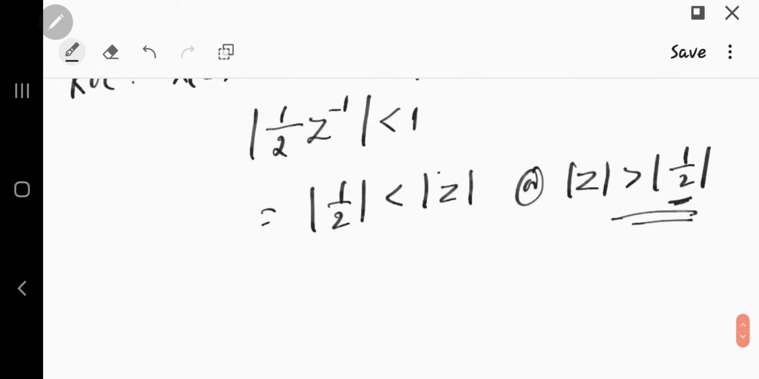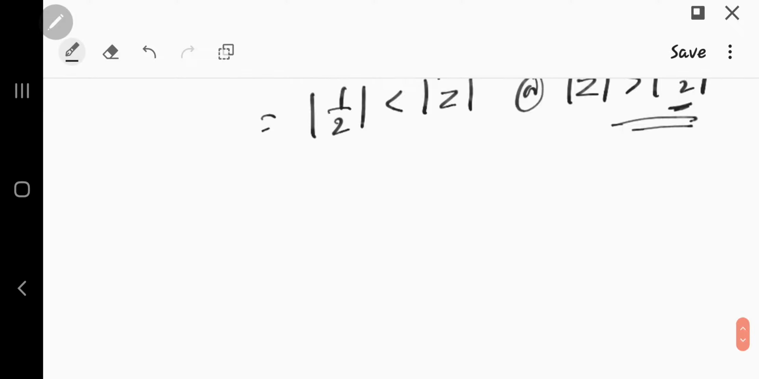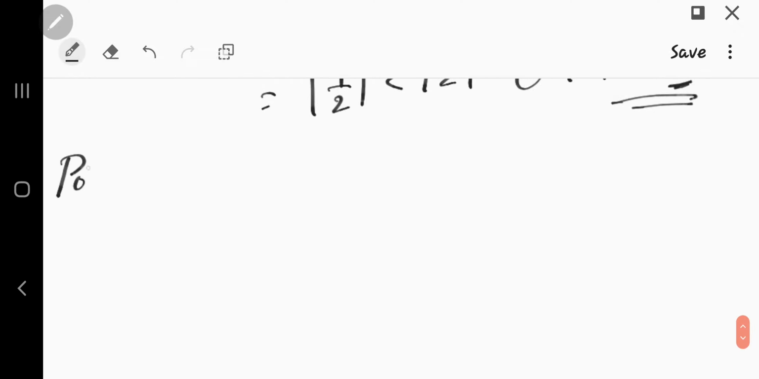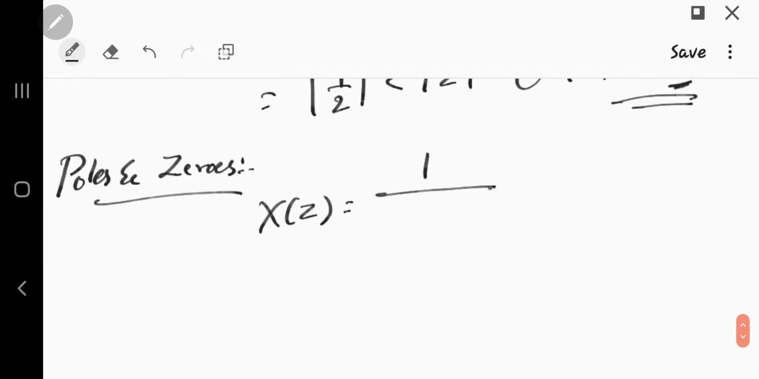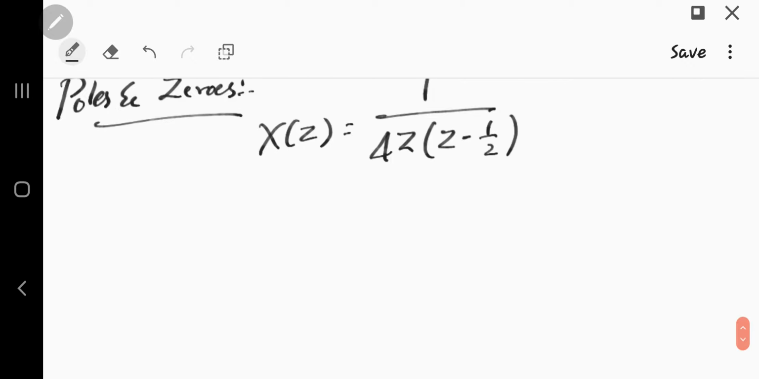Now, this value is nothing but the radius of the circle, and to locate poles and zeros, we have x of z is equal to 1 divided by 4z into z minus 1 by 2. So, in the numerator, we do not have any z term.